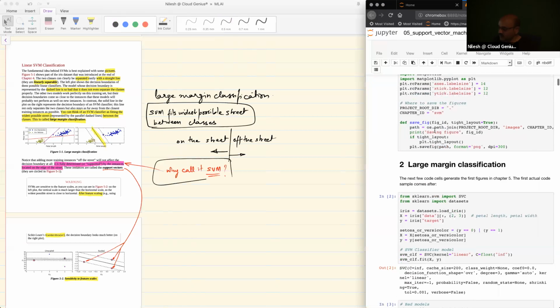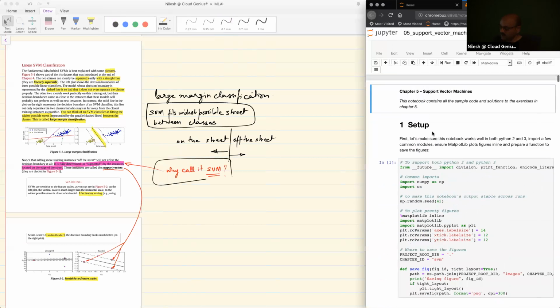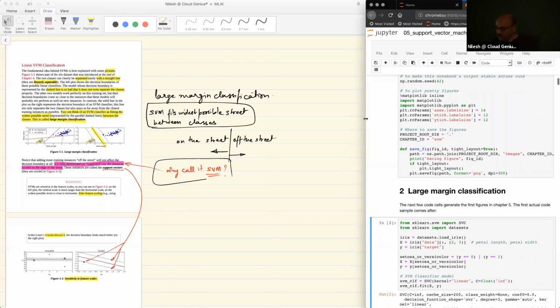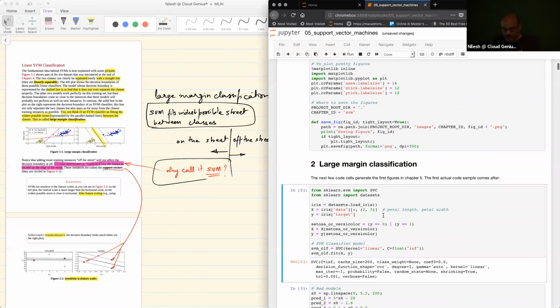Let's see if we can actually run the large margin classification in the example. So I'm running this notebook here. I'm running the setup steps, one, two, three. And getting the large margin classification. We are again loading the same data set called iris for the flowers. Same thing. Again, loading the same one.